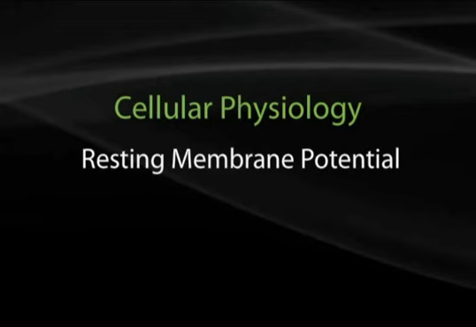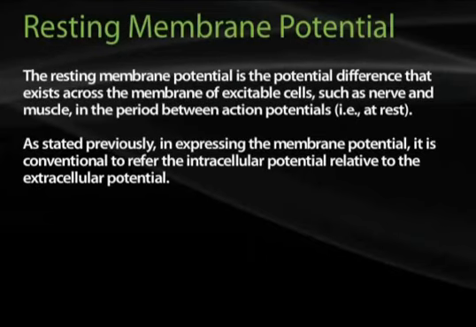Chapter 1, Section 6, Resting Membrane Potential. The resting membrane potential is the potential difference that exists across the membrane of excitable cells, such as nerve and muscle, in the period between action potentials, in other words, at rest. As stated previously, in expressing the membrane potential, it is conventional to refer to the intracellular potential relative to the extracellular potential.